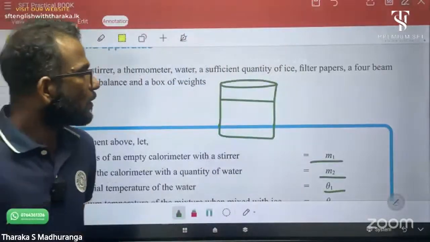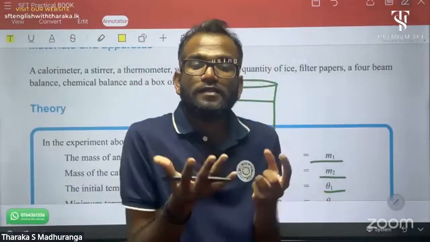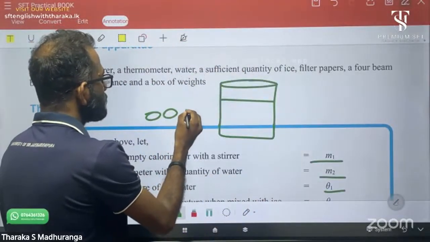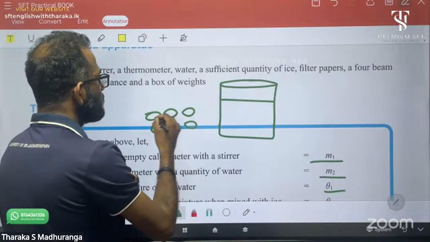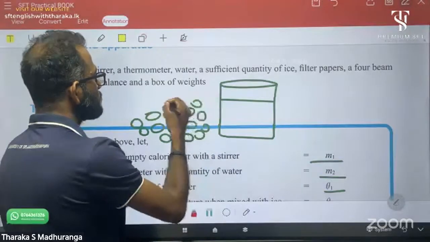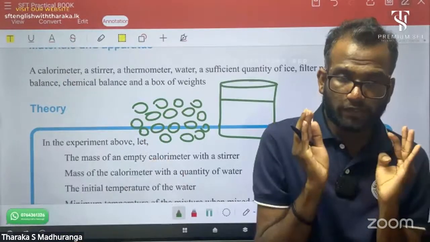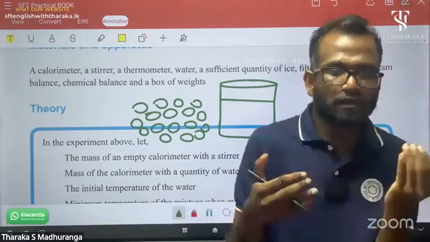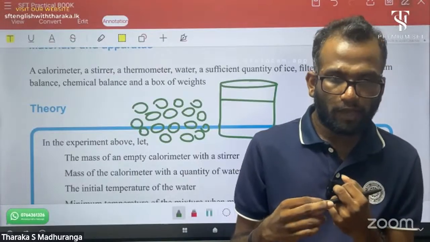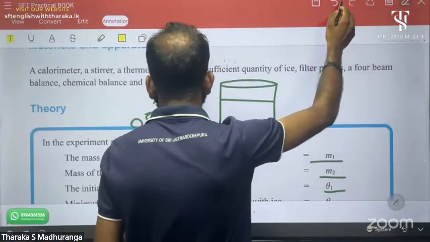Now, the next step, we have to select medium level ice cubes. Medium level means medium size. Medium level ice cubes at 0 Celsius. 0 Celsius means the melting point. Now, what we're doing now is the most important thing.